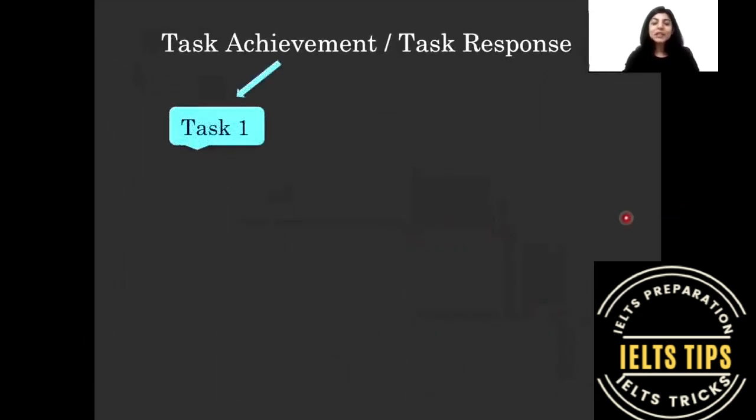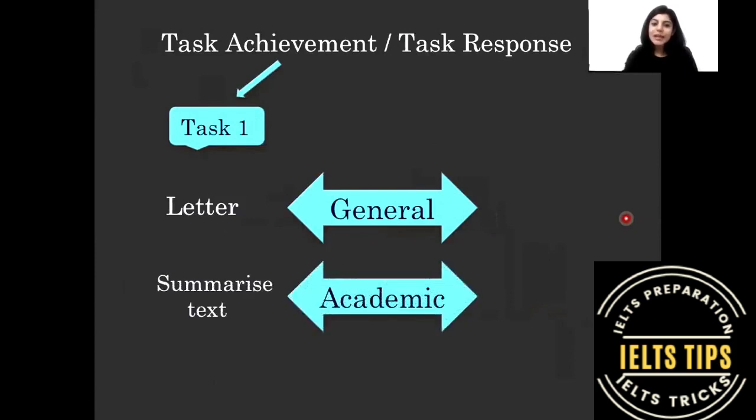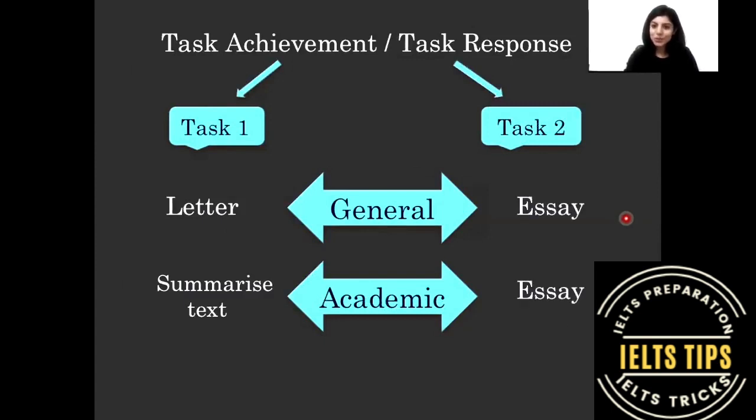Task achievement is for task 1, that has a letter in the general and summarized text in the academic test. Task response, on the other hand, is for task 2, that has an essay in both general and academic tests. Now we'll have a look at how task achievement and task response are marked on a letter, summarized text, and essay.